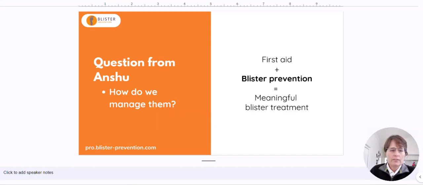Anshu asks, how do we manage them? So I'm taking that as, how do we treat blisters? The most meaningful blister treatment, that is treatment that's going to make the pain go away and have that blister maintain some sort of momentum in terms of healing, is to implement the prevention strategy that ideally you would have had in place already. So it's not enough just to put a cover on it.